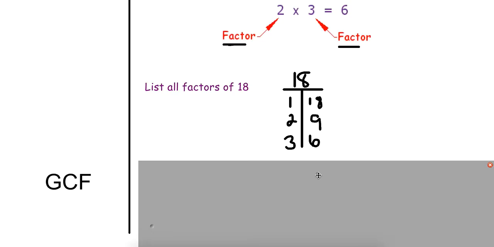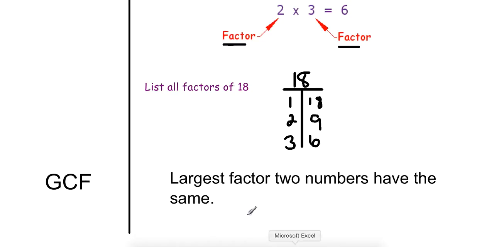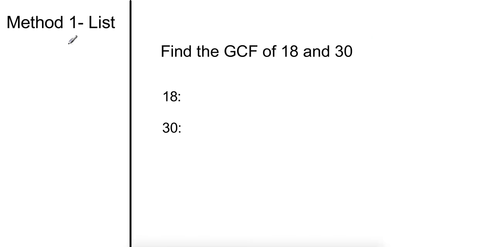So what we're going to do today is look at the greatest common factor. And I want you to stop the video so you can get this written in your notebook. It's the largest factor two numbers have the same. All right, so we're going to look at finding two numbers' common factors, that they have the same, in 18 and 30. So let's make our T-chart again from the other side.